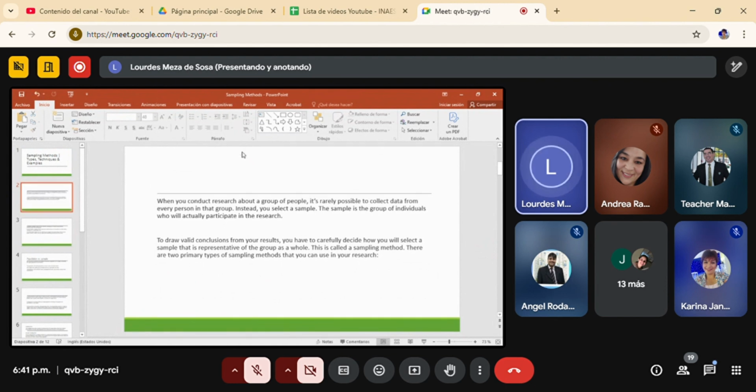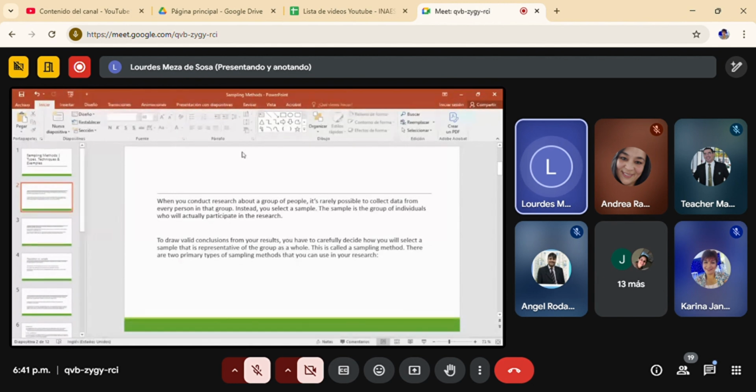Okay, when you conduct research about a group of people, it's rarely possible to collect data from every person in that group. Instead, you select a sample. That's what a sample is. The sample is a group of individuals who will actually participate in the research.